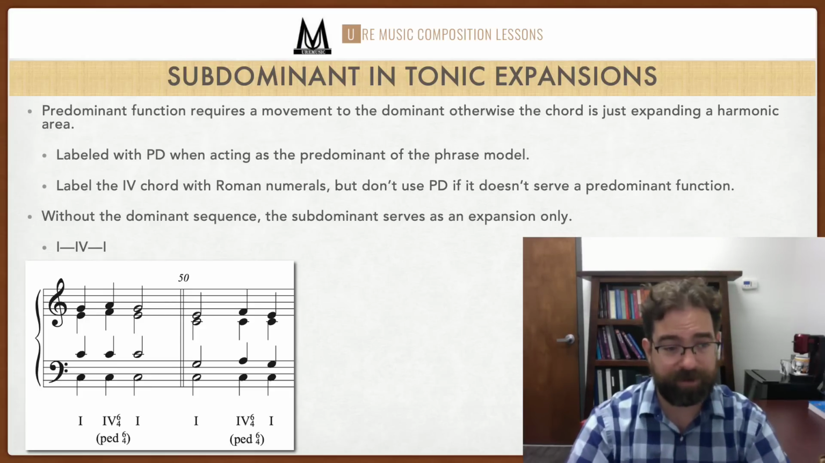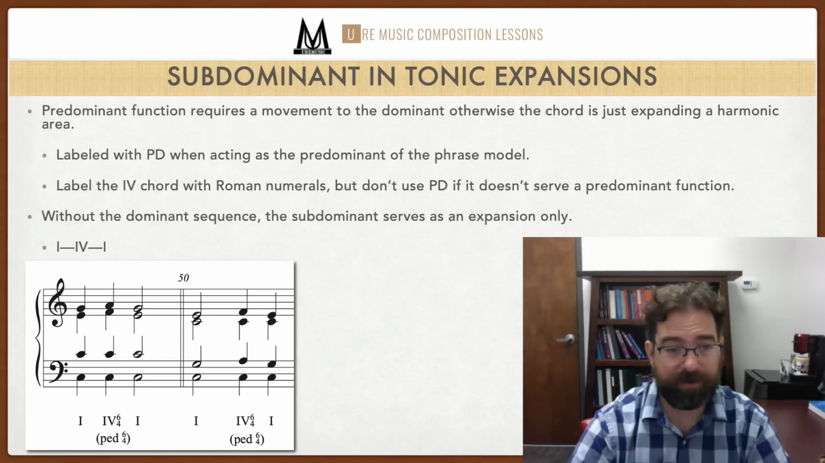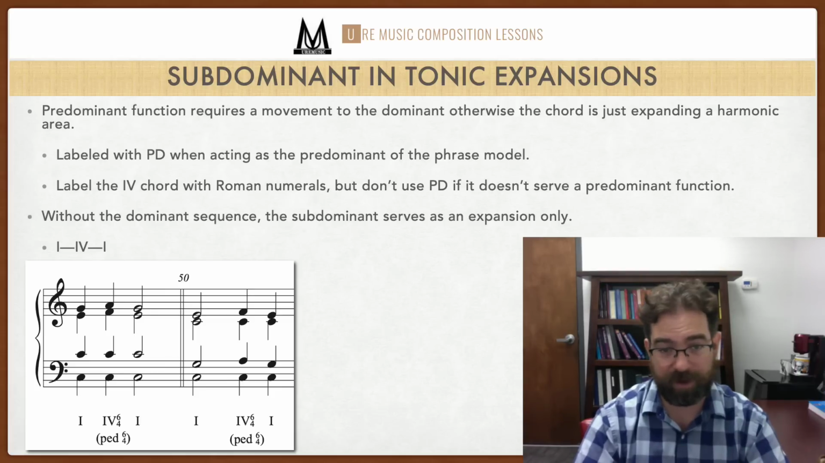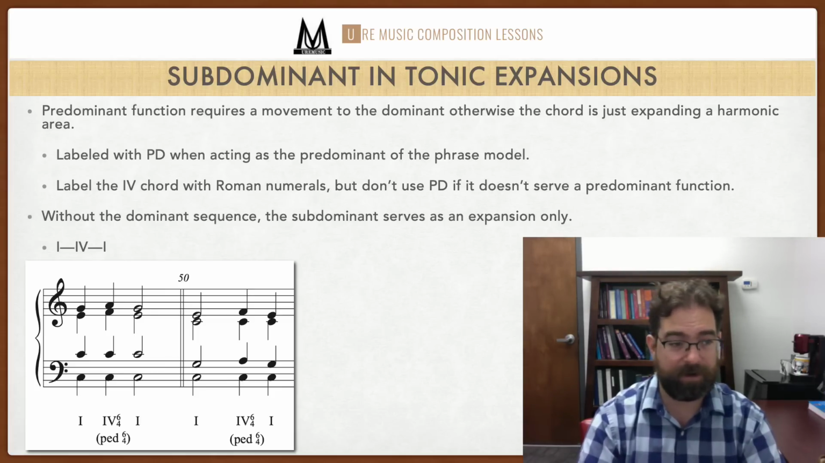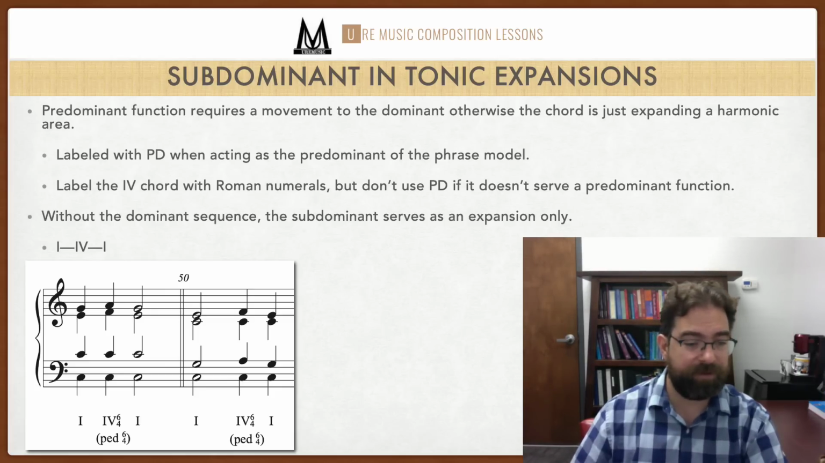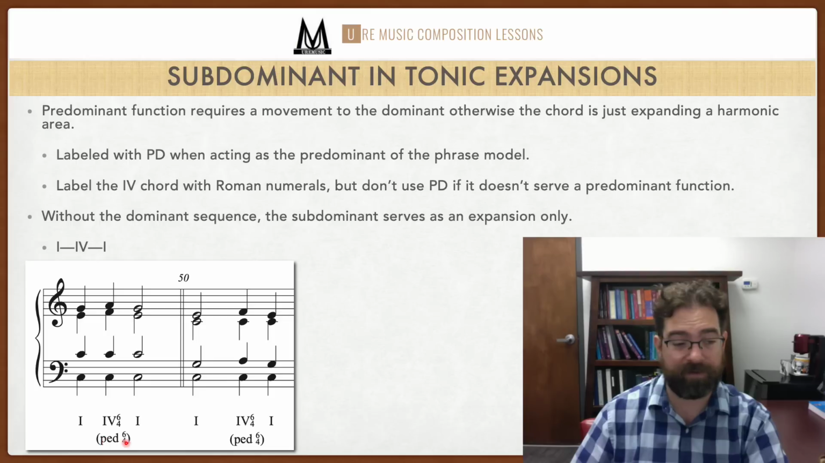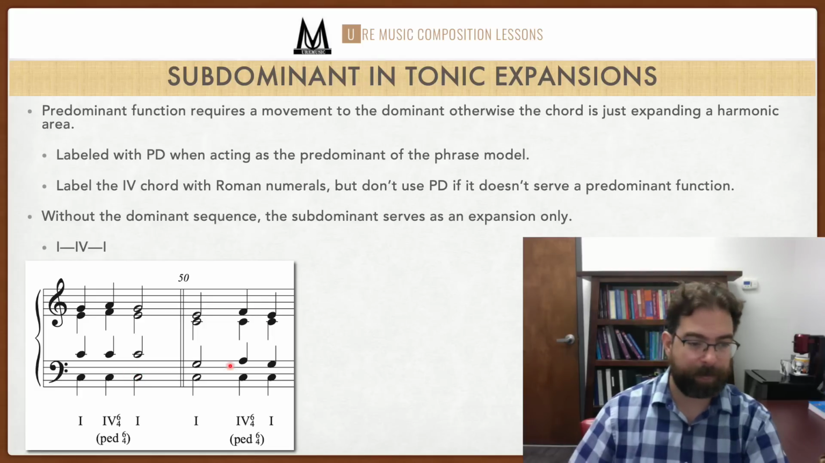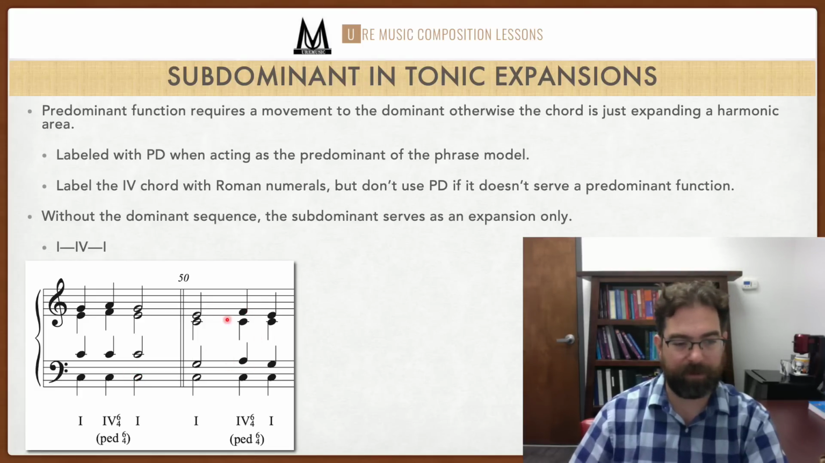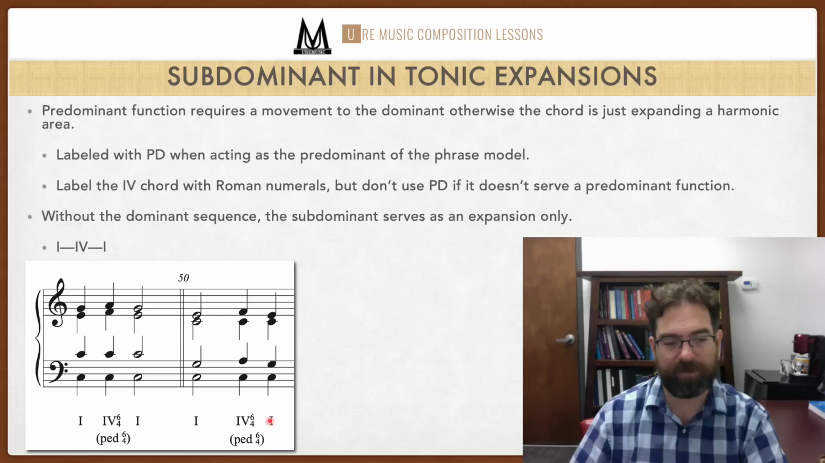So your predominant function requires a movement to the dominant. When you don't have a predominant that moves to the dominant, the chord is just expanding the harmonic area. So if we look at this example here, we have the 1 going to a 4/6/4 to a 1. This is your typical pedal or neighboring 6/4 progression. This would just be an expansion because this 4 chord is not going to the dominant. Same with the second example, just a little bit different voicing, the 1 4/6/4 1.